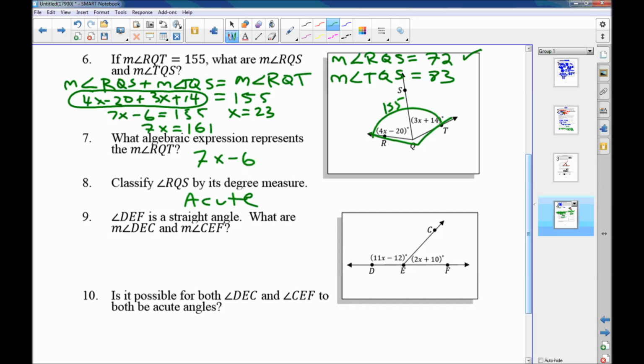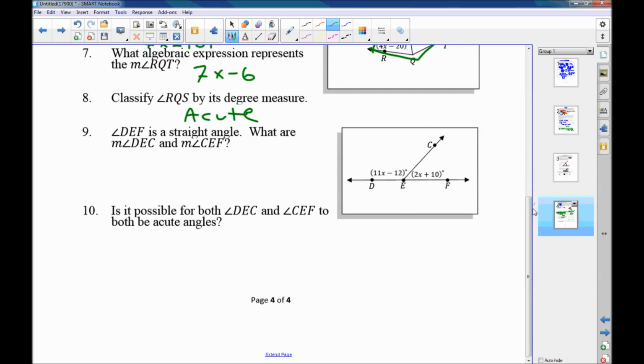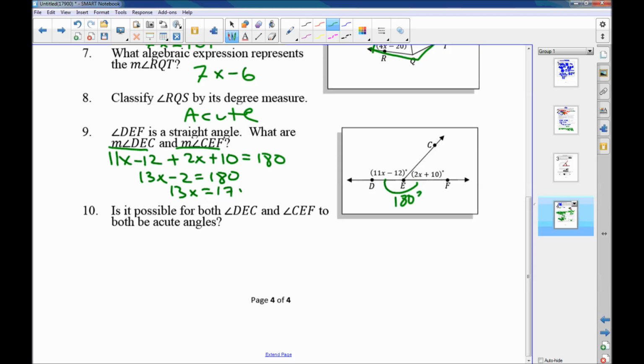Okay. If the measure of DEF is a straight angle, so this is number 9, this is a different one here. So DEF is a straight angle, so I know this is 180 degrees. What are the measures of DEC and CEF? Okay, well that means the two small ones, my angle addition postulate, DEC and CEF, should add up to 180. So this plus 2x plus 10 should equal 180. I'll combine my x's. So 13x minus 2 is 180. Subtract 2 from both sides, so 13x is 178.